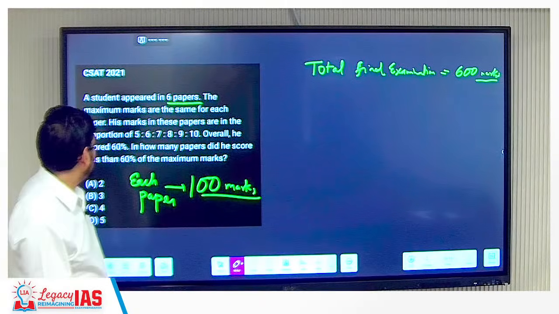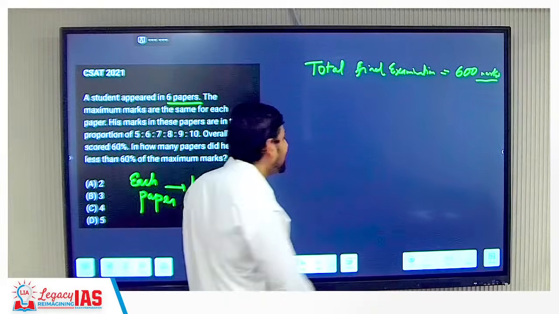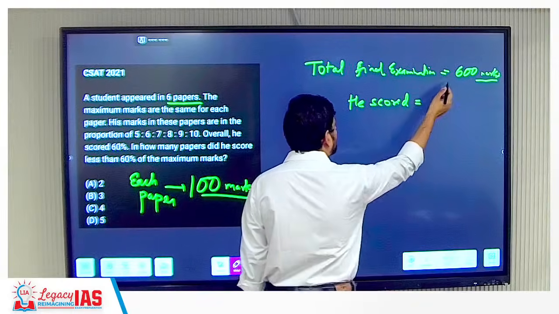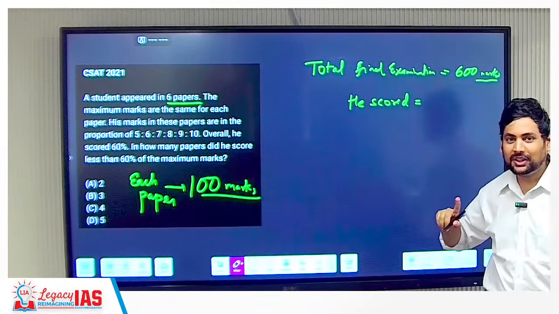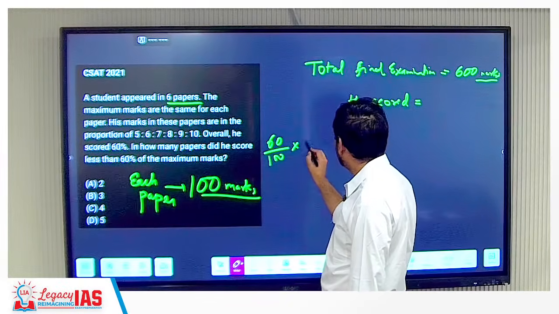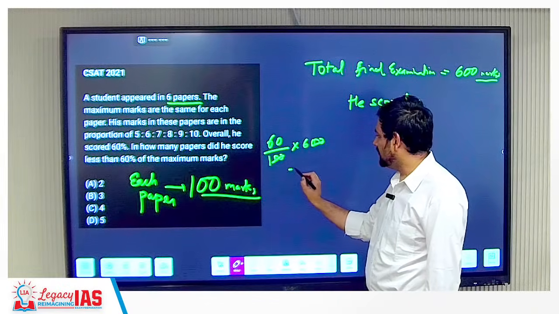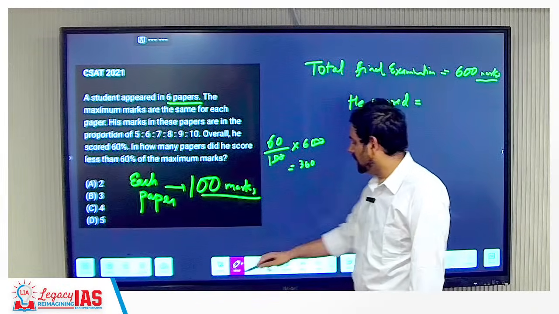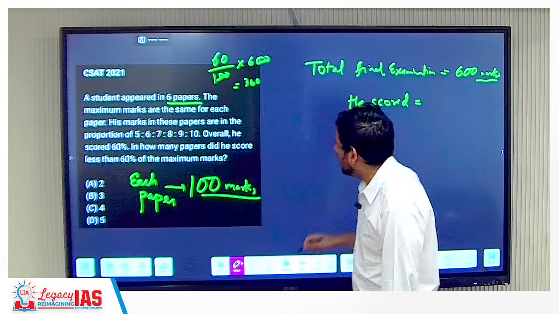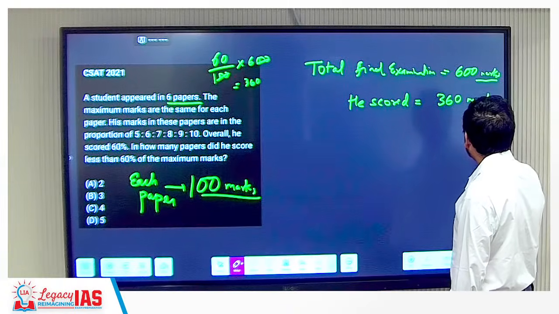Now he scored, overall he scored 60%. That means what? In total, how much did he score? 60% of this. You can calculate 60% now. So 60% of 600, the zeros cancel, 6 into 6 is 36 and a 0. So this becomes 360. Correct? So this becomes 360. That means he scored 360 marks.